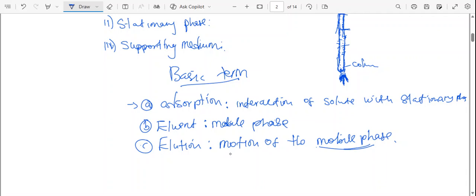So I think I'm making it clear. As the solvent that we inject, which has a solute inside, moves inside there, the solute will interact differently with the stationary phase coated on the medium. Then that motion that is being done is what we call elution. The other term that I can give you is elution time.